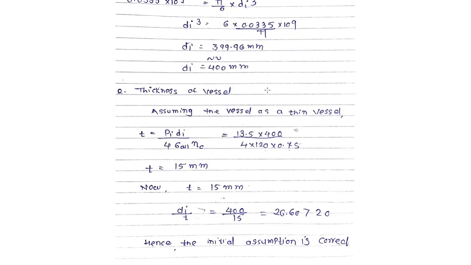By the trial and error method, the first thing you consider is that it is a thin vessel. For a thin vessel, the condition is di by t should be greater than 20. Di you have calculated is 400, t is 15. So 400 divided by 15 is 26.66. Again this value should be greater than 20. If it is greater than 20, then it is a thin vessel. This 26.66 is greater than 20, so it means it is a thin vessel. Hence the initial assumption is correct. These are the two numericals we have seen on the thin cylinder and thin spherical vessel.